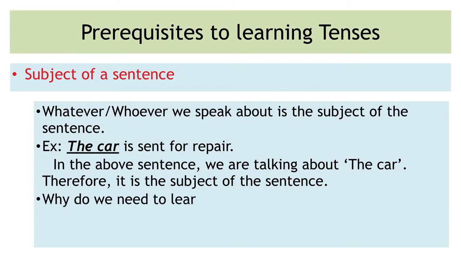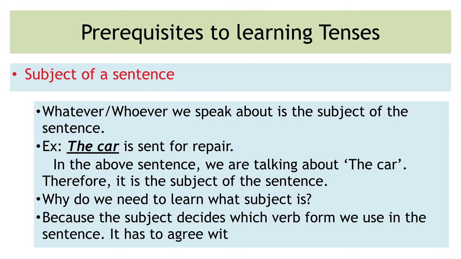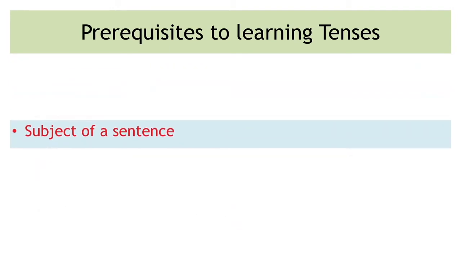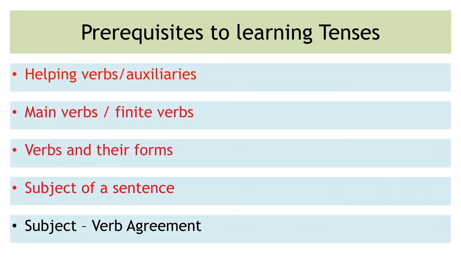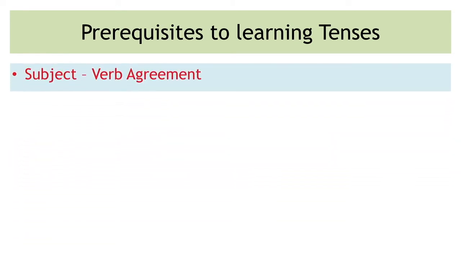Now why do we need to learn what the subject is? Because the subject decides which verb form we use in the sentence. The subject needs to agree with the verb. Now that we have understood what subject is, let us now understand the subject and the verb agreement.